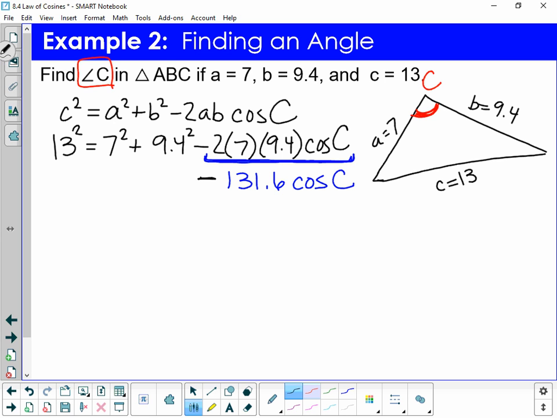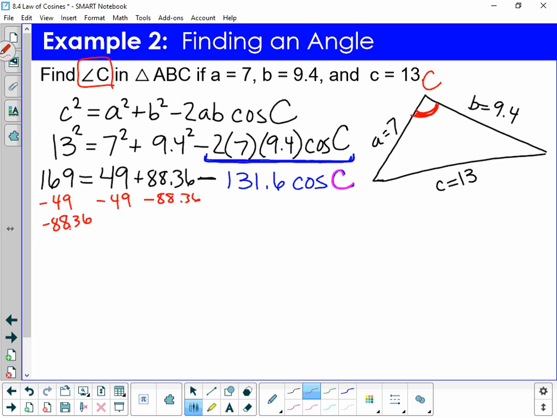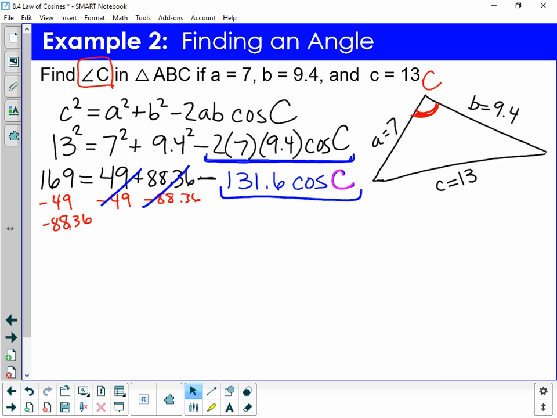It's being subtracted. And I'm going to figure out these other quantities now as well. 13 squared is 169. 7 squared is 49. And 9.4 squared is 88.36. We're trying to get angle C by itself. We're trying to solve for C. So it's fine right now to go ahead and subtract 49 and subtract 88.36, but you can't break apart this coefficient from its cosine. You've got to leave that together for just a minute.